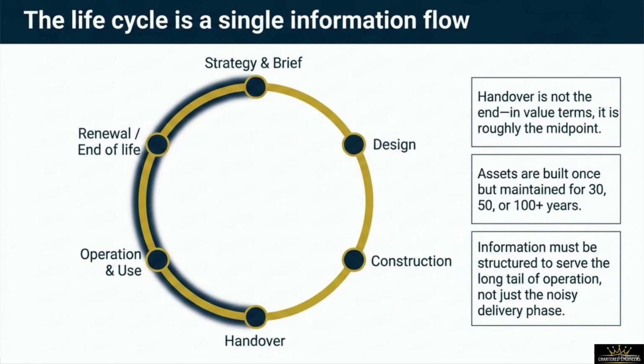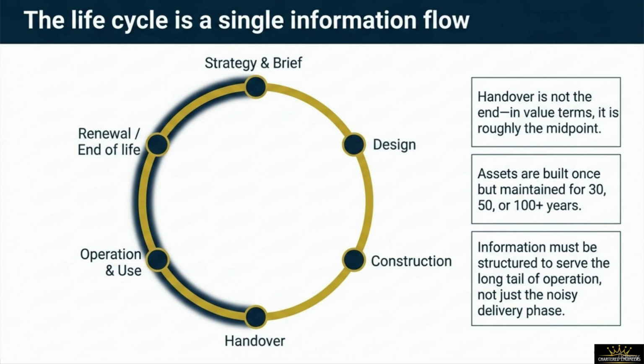When we map out an infrastructure asset from birth to death, the entire lifecycle must be treated as a single, unbroken information flow. This lifecycle wheel spins continuously through 6 major milestones: strategy and brief, design, construction, handover, operation and use, and finally, renewal or end of life. The image shows the circular asset lifecycle loop, highlighting delivery phases connecting to operations via handover.